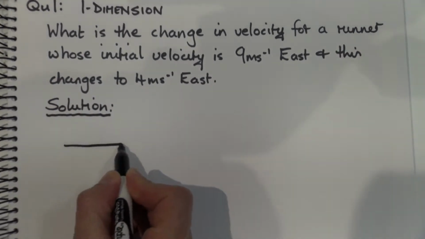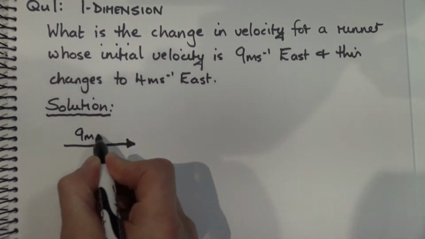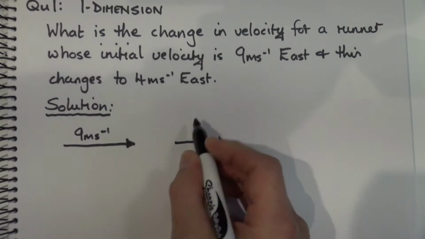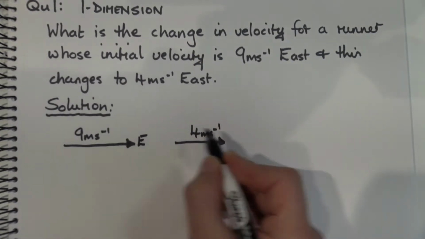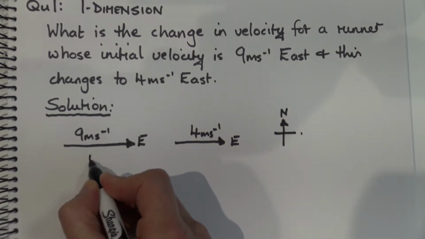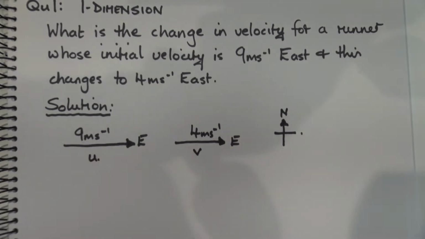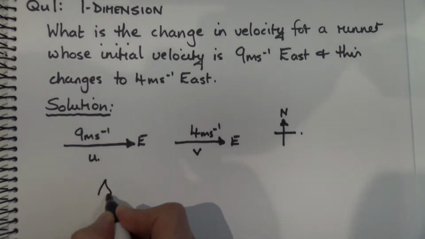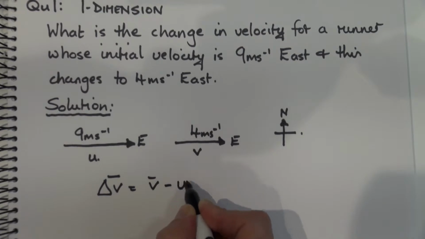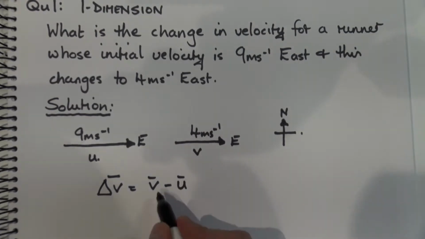Alrighty, so let's write down our vectors first. Our initial velocity is 9 meters per second, and the final velocity is 4 meters per second, and they're going in the same direction, which is east, using a compass heading. So 9 meters per second is u, and 4 meters per second is v. Let's put down our algorithm for change in velocity, which is delta v equals v minus u.